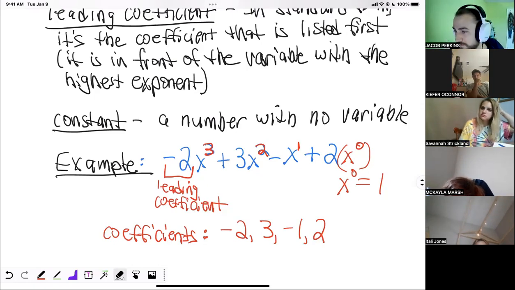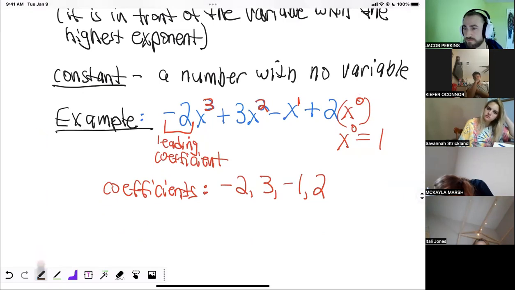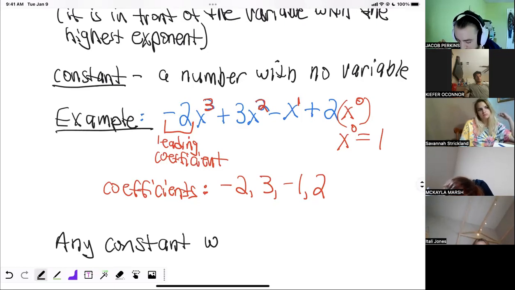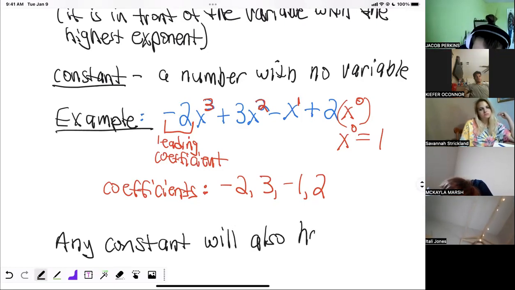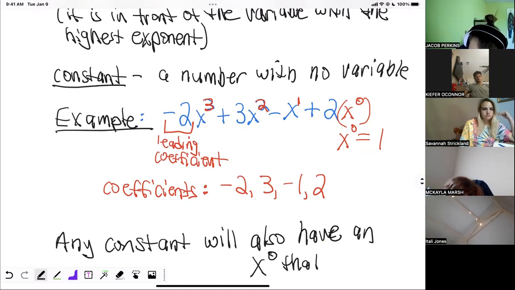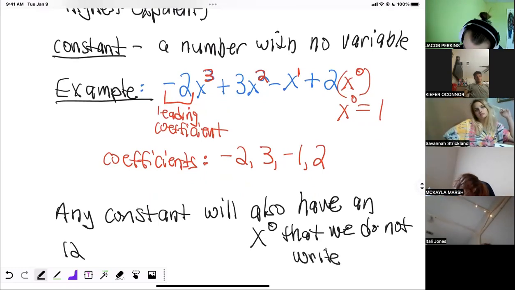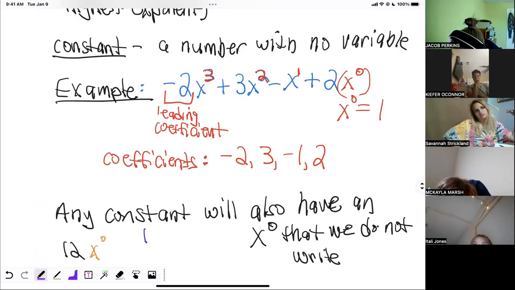So any constant, let me write that down too. Any constant will also have an x to the 0 power that we do not write. If I tell you 12, it is really 12 x to the 0 power. If I say a third is a constant, it really is a third x to the 0 power. We don't write it because we don't need it. It just means 1. A third times 1 is a third, and 12 times 1 is 12.